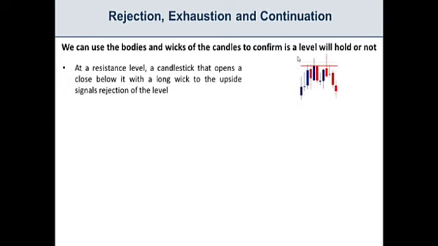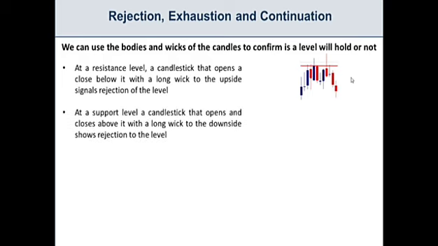Now here's an example. You can see that we are in an uptrend and we have reached a resistance level here. When we retrace back and test it again, you can see that we have a long wick candle. This signals rejection of the level, and we can short this level right here.